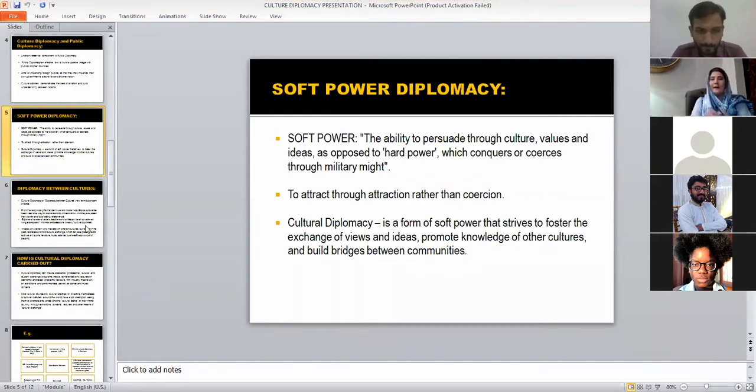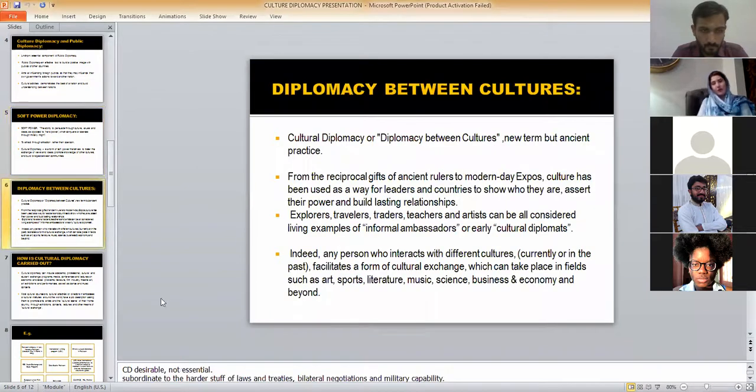It works to attract through attraction rather than coercion. If you want to attract another country, they can be mutually attracted rather than through the use of force. So cultural diplomacy is a form of soft power that strives to foster the exchange of values and ideas, to promote knowledge of other countries, and to build a bridge between countries as well. It can play a very vital role if you want to bridge the gap between other countries.